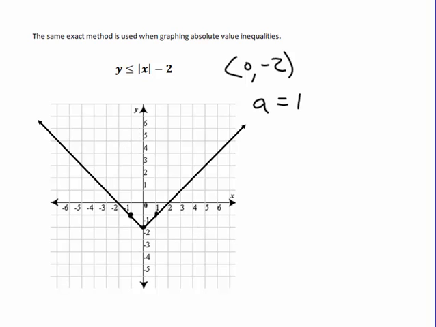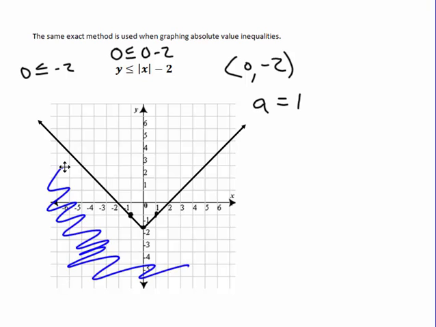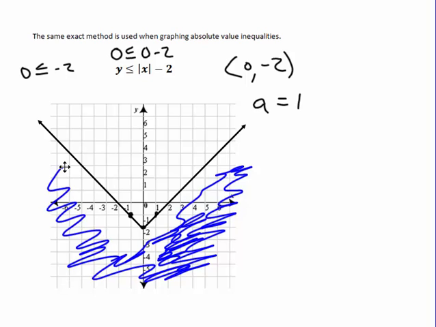And now I need to determine, am I going to shade above or below down here? So I'm going to use my test point. I'm going to use 0, 0 again. Is 0 less than or equal to 0 minus 2? Let me clean that up a little bit. Is 0 less than or equal to negative 2? Well, no, it sure isn't. So I shade away from the origin. I will be shading this region here. All of the xy ordered pairs that are in the blue region here, all of these xy ordered pairs are solutions to this inequality.